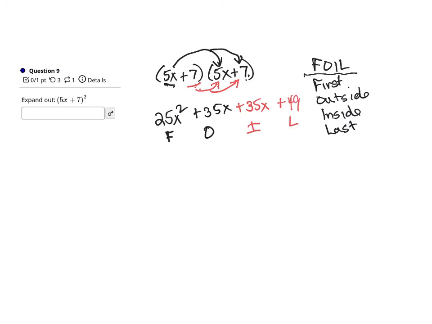So F is for the first terms of the problem. L is for the last terms of the problem. The O and I, the O is for the outside numbers. The I is for the inside numbers.